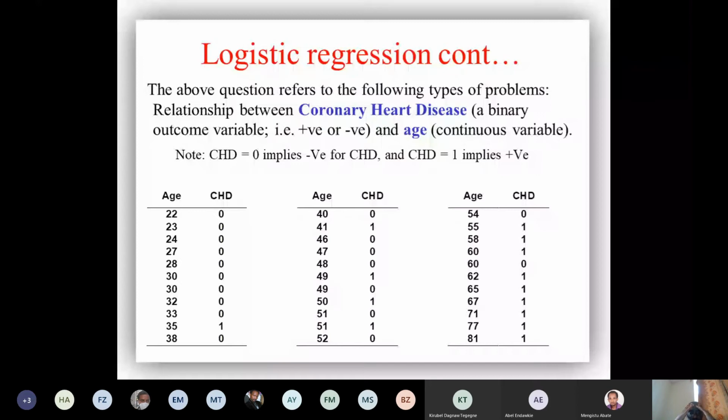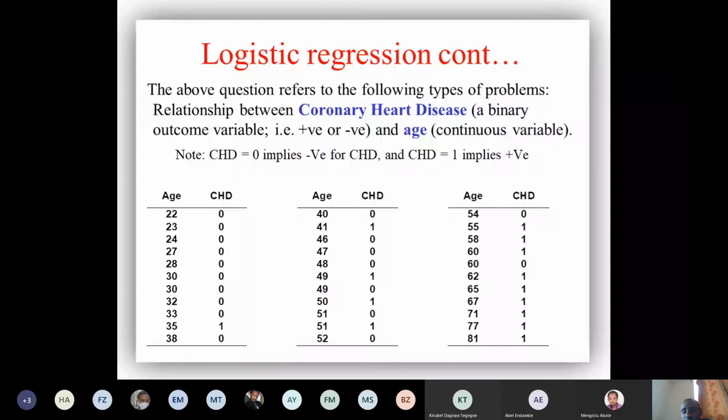Now let's see the CHD. Out of 11 individuals in the first column, except 1 individual whose age is 35, all are negative for CHD. When we come to the middle age group, we have 1, 2, 3, 4. About 40% are positive for CHD. In the first case, only about 10%, even less than 10%.